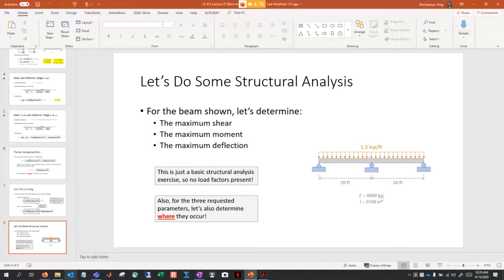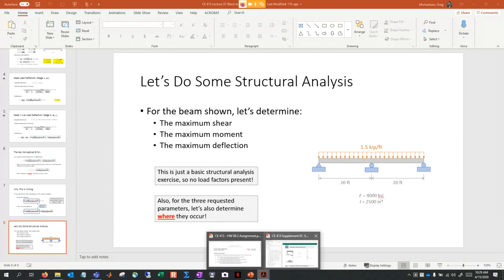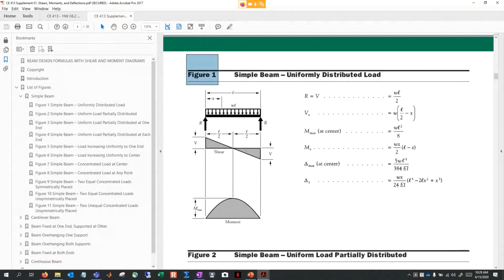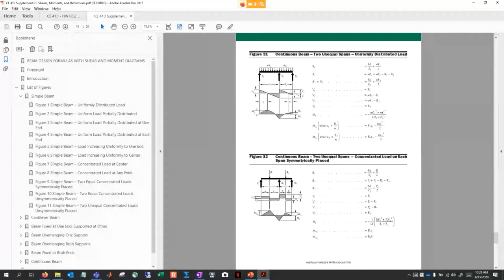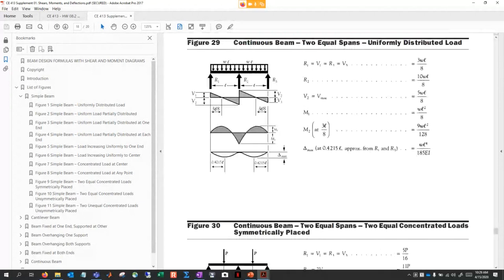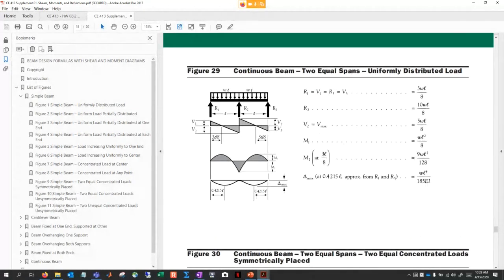That's exactly right. Let me go to the notebook. Give me 1 second, because I have this pulled up. Well, actually, let's just use this here. Okay, so I'm on figure 1, 2. If I scroll down, this is figure 29. And figure 29 is a continuous beam, 2 spans, uniformly distributed load. So this is the problem that we're after, okay, figure 29. Let me go to the notebook real quick.